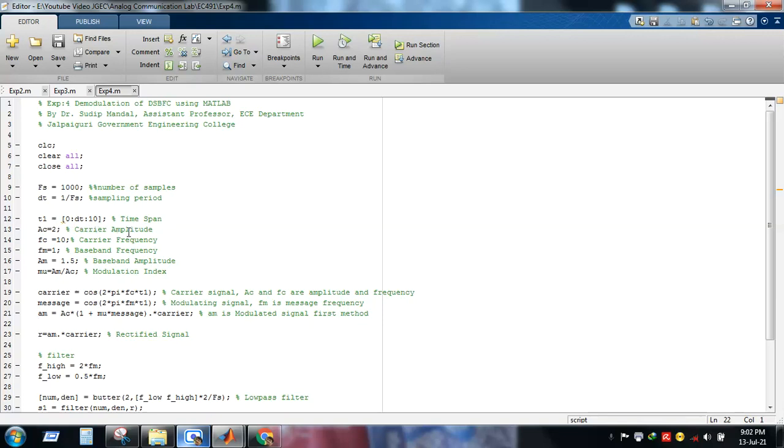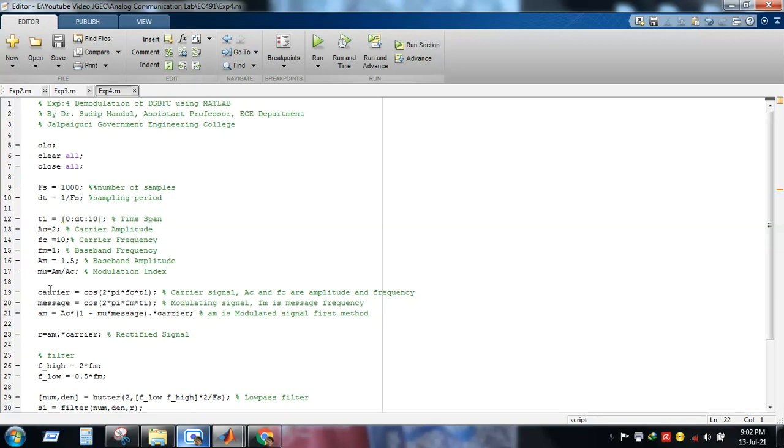And next we define the carrier amplitude, that is AC, carrier frequency, that is 10 hertz, baseband frequency, that is 1 hertz, and baseband amplitude, that is 1.5 volt. So the modulation index can be defined as AM by AC. You can see that AM by AC means 1.5 by 2. So obviously the value of mu is less than 1, that means we are considering here the under modulation scenario. So that is the modulation index.